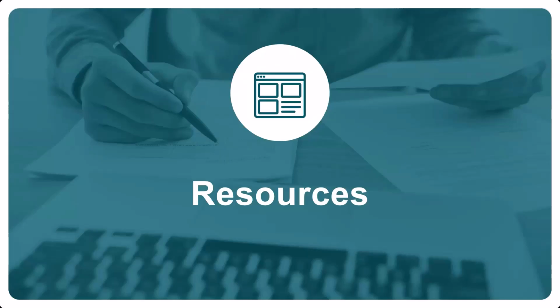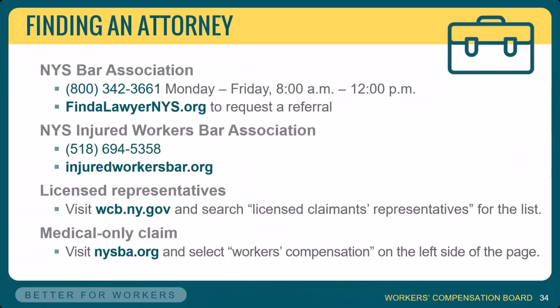Here are a couple resources, then we'll do your questions. Let's say you're a worker. Let's say you want an attorney. We can't give you a name, but we can give you these avenues to find a lawyer. If you go to the State Bar Association, they will send you some names of people who handle comp. If you go to the New York State Injured Workers Bar Association, this is the group of attorneys who tend to represent injured workers. They will give you some names.